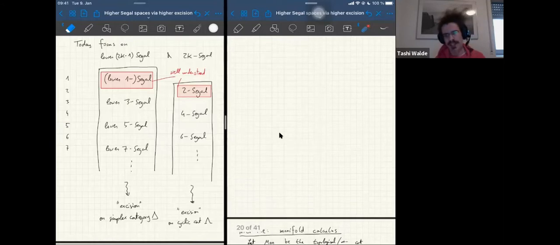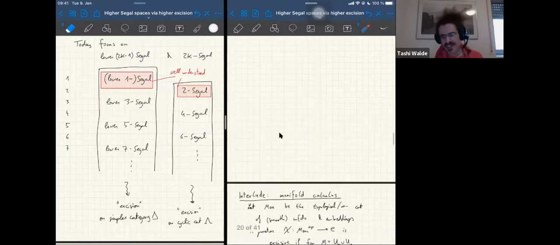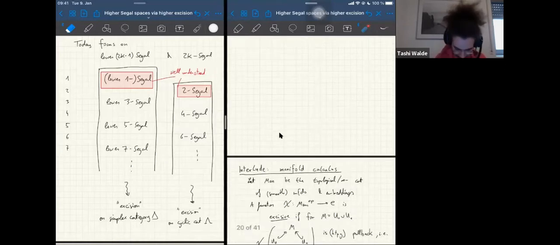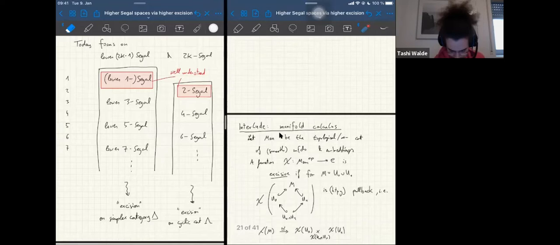And the interlude I want to do is to explain to you what manifold calculus is, at least in a very rough way, because this is somehow where the inspiration of some of this comes from. So this has nothing formally to do with what I'm saying about Segal spaces, but it has a very close analogy, so to say. I don't know exactly what the formal connection is, but it does inspire some true theorems. So I guess it is useful in some sense. Okay, so let me tell you what manifold calculus is.